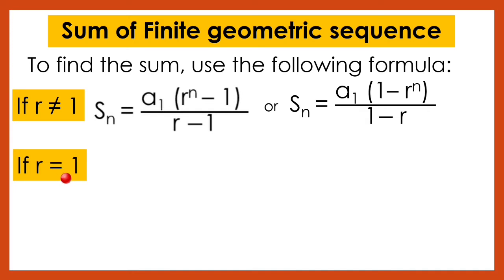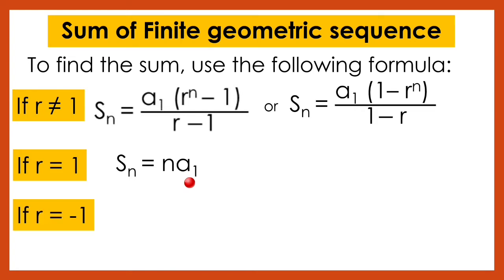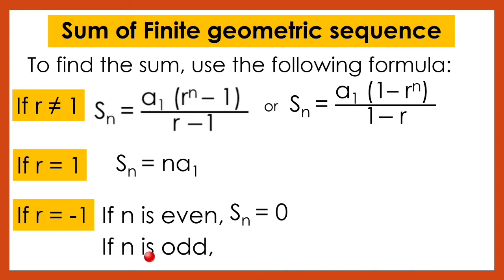If R equals 1, use the formula S sub n equals n times a sub 1. If R equals negative 1, and if n is even, use the formula S sub n equals 0. If R equals negative 1, and if n is odd, use the formula S sub n equals a sub 1. Let us have examples.